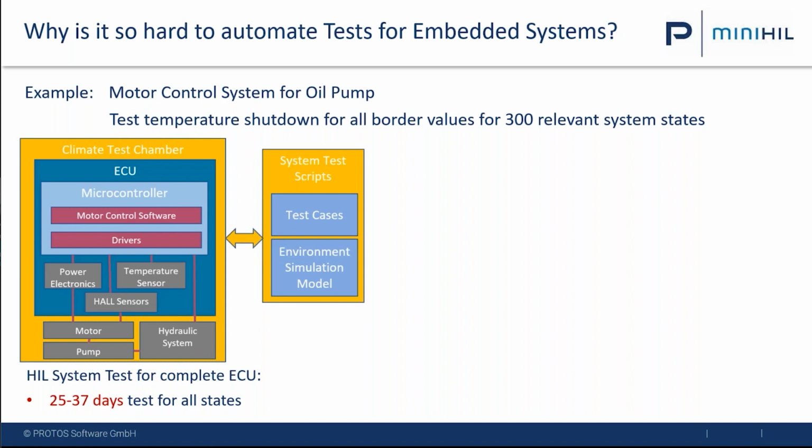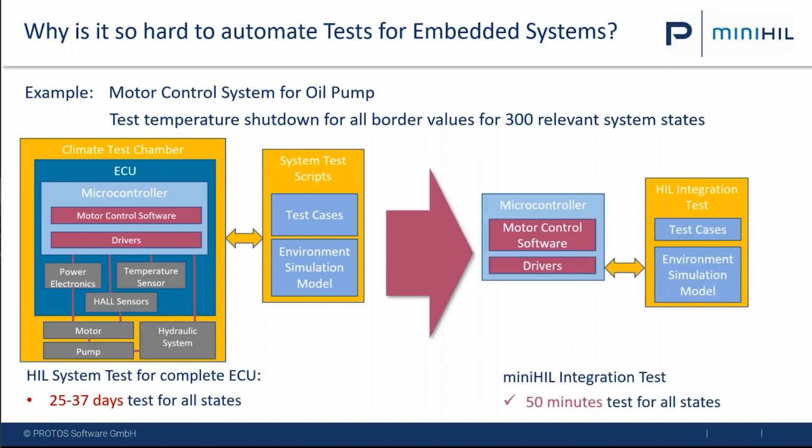What we did is we took out the microcontroller with the complete software stack, including the drivers, the motor control software, and so on. And we simulated the motor and all the environment by doing a simulation, all the sensors, all the actuators. And by doing that, we could reduce the test time down to 50 minutes for all the states. And it's completely automated, so you can actually run it on every commit of every developer. Big benefit by having a simulation.